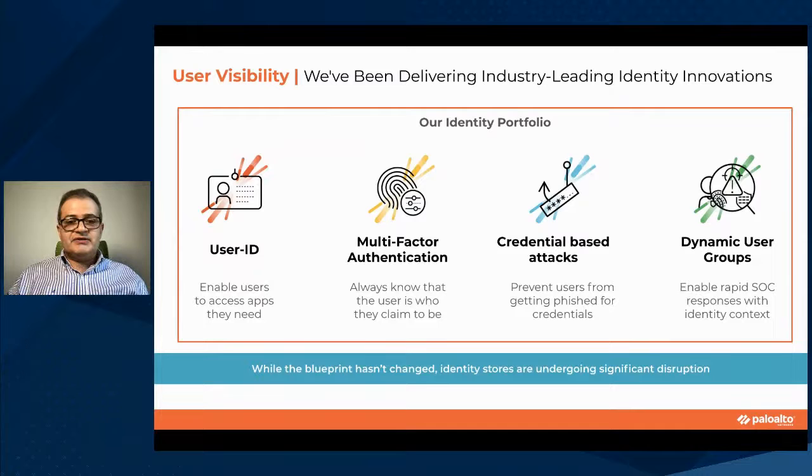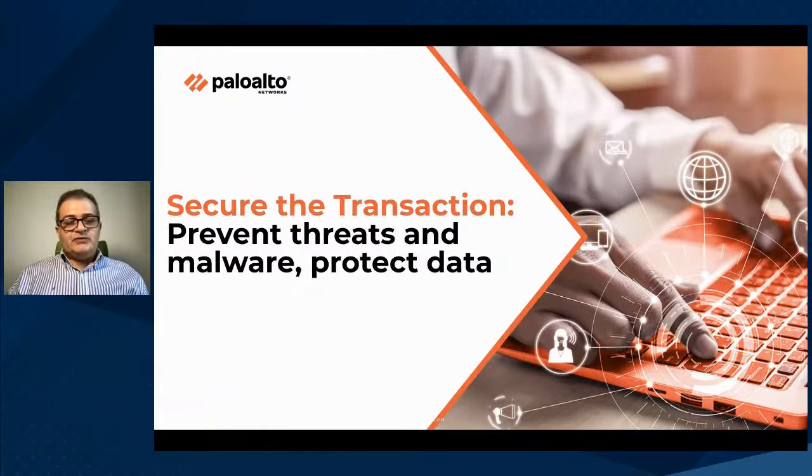So the blueprint does not change. We still need the identity, and we're going into more detail within this identity to include multi-factor authentication, credential theft, and dynamic user groups. After we've secured the access of that user, we need to continue that inspection to cover the transactions. We need to make sure that these transactions are free of malware, and that there's no data theft occurring in the transactions that the user is trying to carry out on the network.